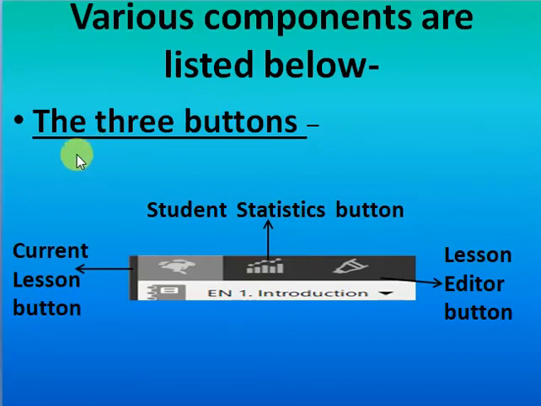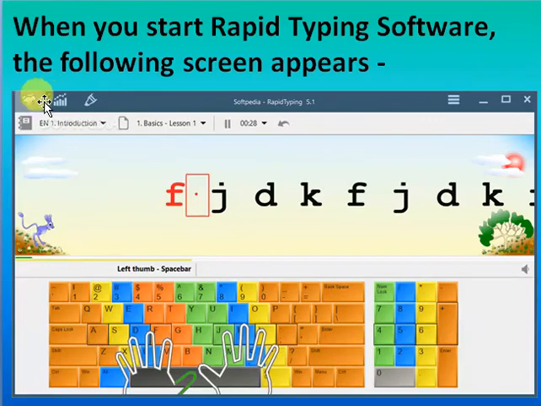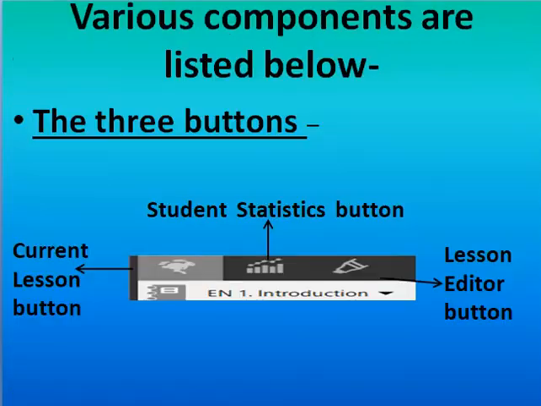The other point is the three buttons. The number one is the current lesson button, the middle one is the student statistics button, and the third is the lesson editor button. These buttons are in the left corner of the Rapid Typing software screen. These are the buttons at the corner, for the current lesson, student statistics and the lesson editor.